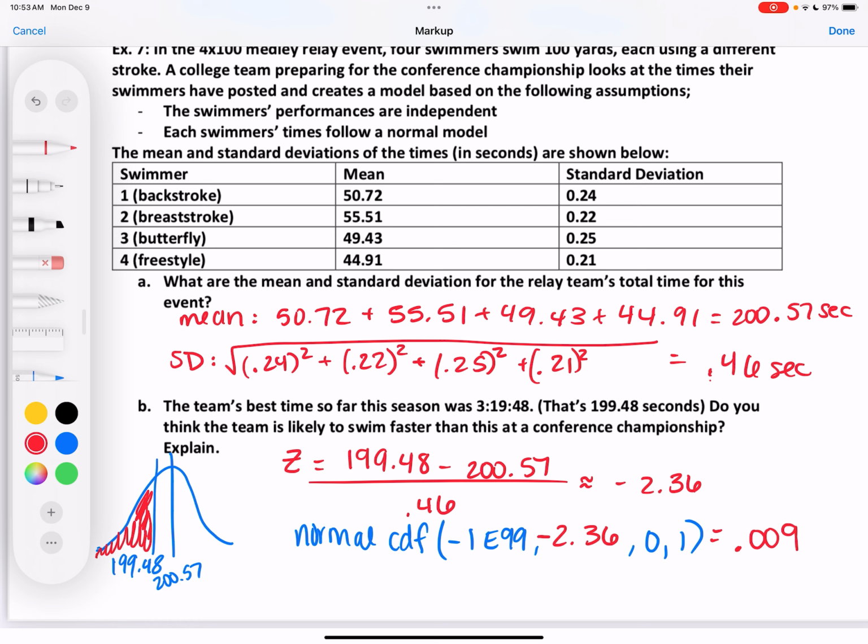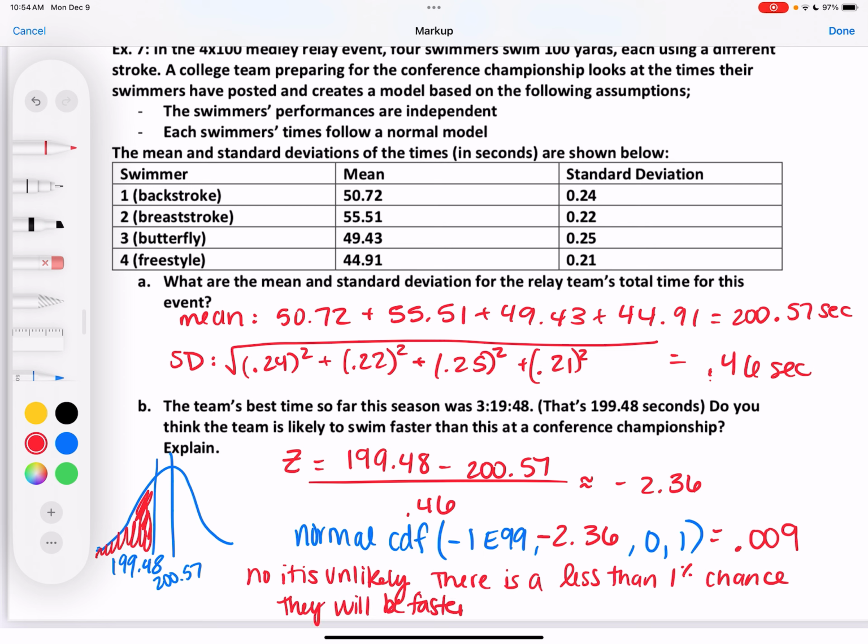So do you think this team is likely to swim faster than this at the conference championship? No, it is unlikely. There's a less than 1% chance they will be faster. So assuming everything was exactly the same as it was all year, then most likely they are not going to.